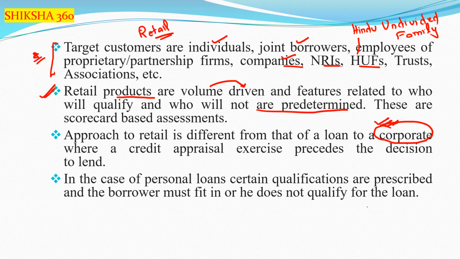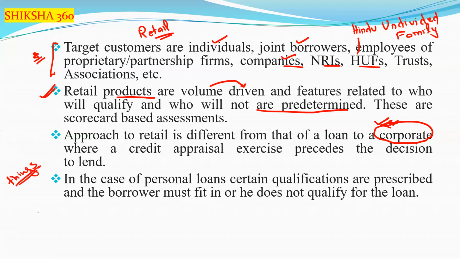While giving a loan to a corporate, in the case of personal loans, certain qualifications are prescribed and the borrower must fit in, or he does not qualify for the loan. So certain things are to be specified.